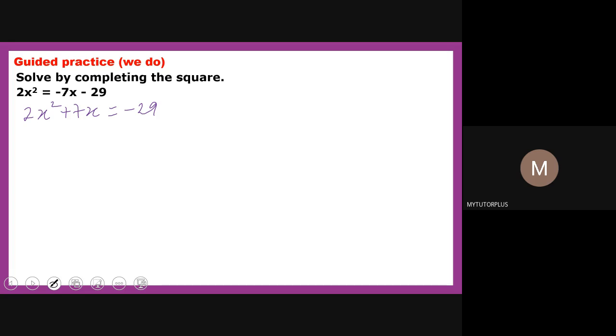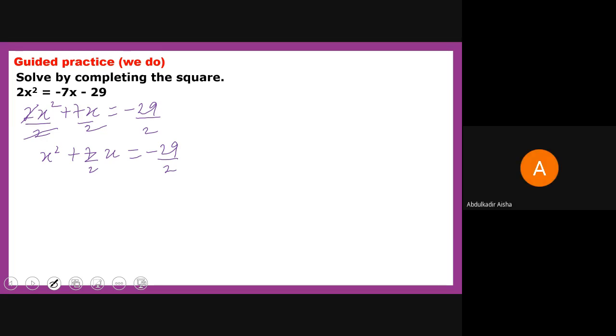So what I'm going to have here now is going to be what now? Divide each of the terms by 2. You divide this one by 2, you divide this one by 2, you divide the last one also by 2. So 2 and 2 will cancel each other. So I'm left with x squared plus 7 over 2x equals minus 29 over 2. I hope that is clear, please.